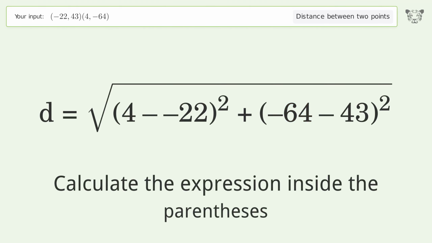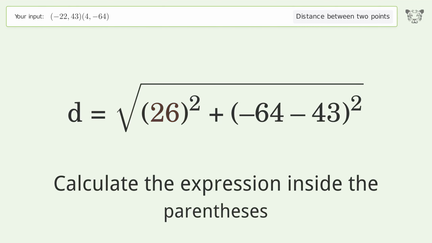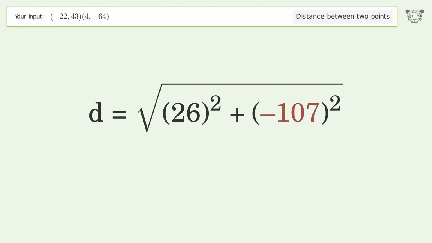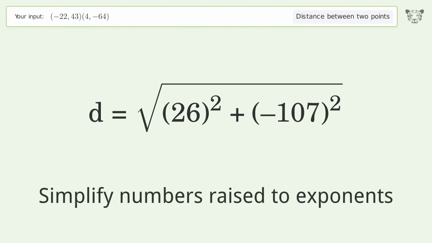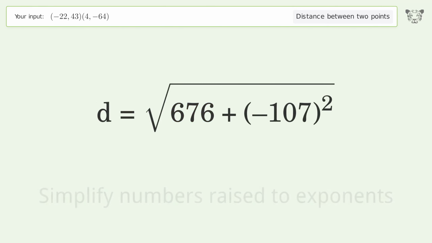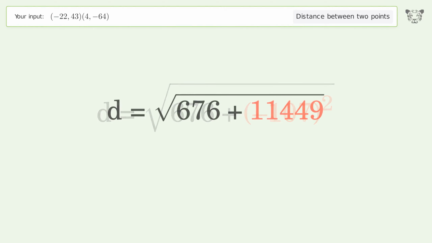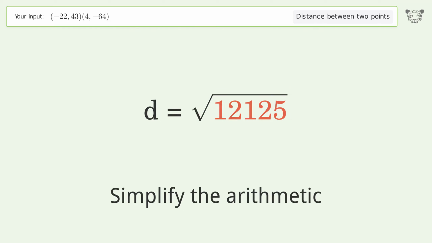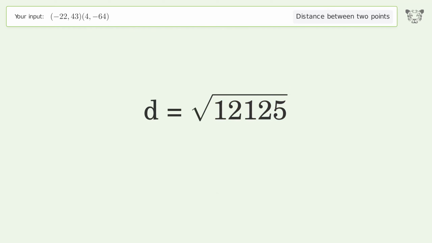Calculate the expression inside the parentheses. Simplify numbers raised to exponents. Simplify the arithmetic. And so the distance between the 2 points is the square root of 12,125, or 110.114.